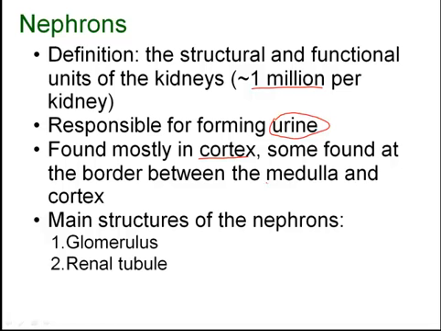There's two main parts to a nephron. There's the glomerulus and the renal tubule. And these are going to be involved with filtering the blood through a very intricate process until the urine is completely formed.